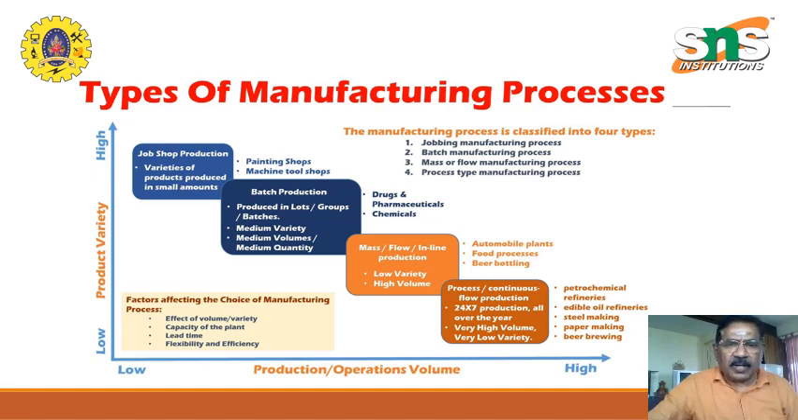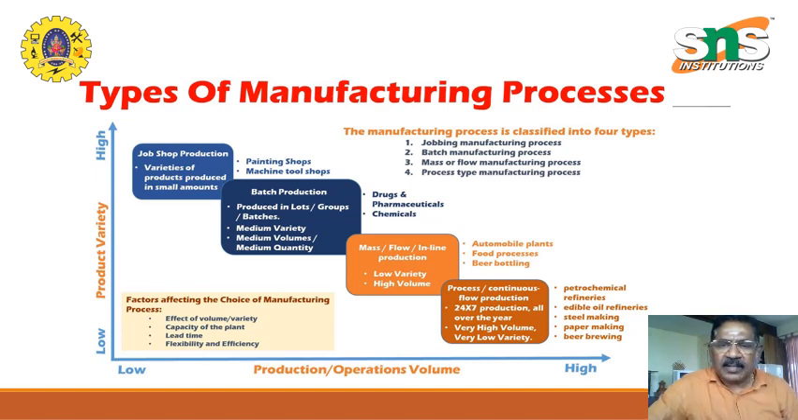You have batch production, with medium variety, medium volume, and medium quantity. The various companies related to them are also shown here. For the job shop, you have paint shops, machine tool shops, etc. For batch production, you have the drugs, pharmaceutical and chemical industries, where in batch quantities you manufacture components like tablets. Then you also have mass manufacturing, low variety and high volume, where you go in for automobile plants, food processing systems, beer bottling units, or beverage bottling units.